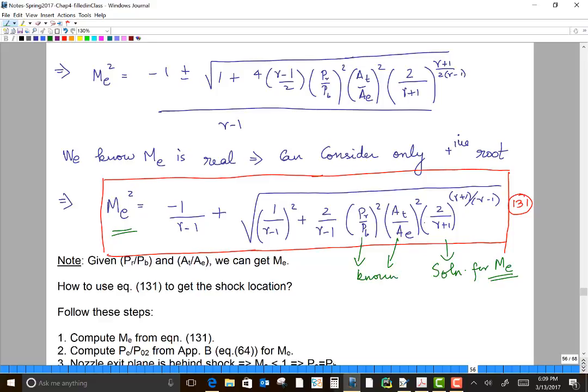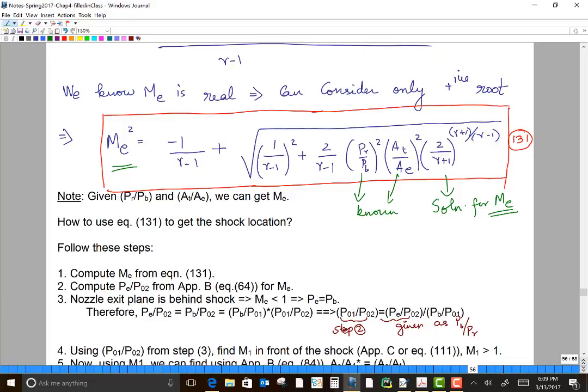So I'm going to plug these into this expression, and then I'm going to compute my ME. And once I compute my ME using this equation 131, once I know my ME, I can get my PE by P02, right? That is my local, from my isentropic flow solution, or appendix B, I can get my local ratio of static to stagnation pressure, okay, for that value of ME.